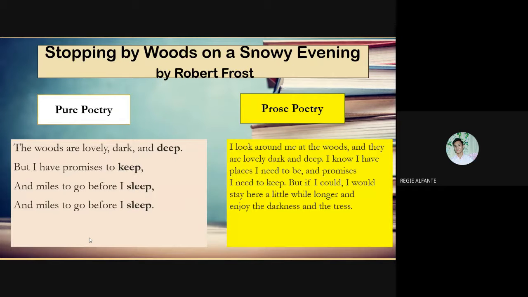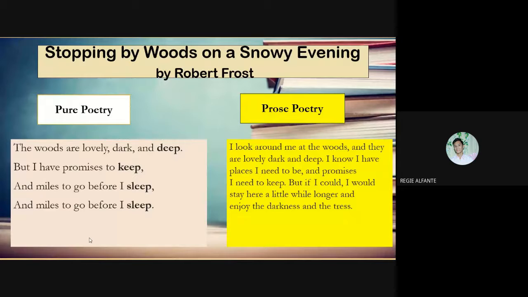So I have here the example of poetry and prose poetry: Stopping by Woods on a Snowy Evening by Robert Frost. We're going to spot the difference between pure poetry and prose poetry.